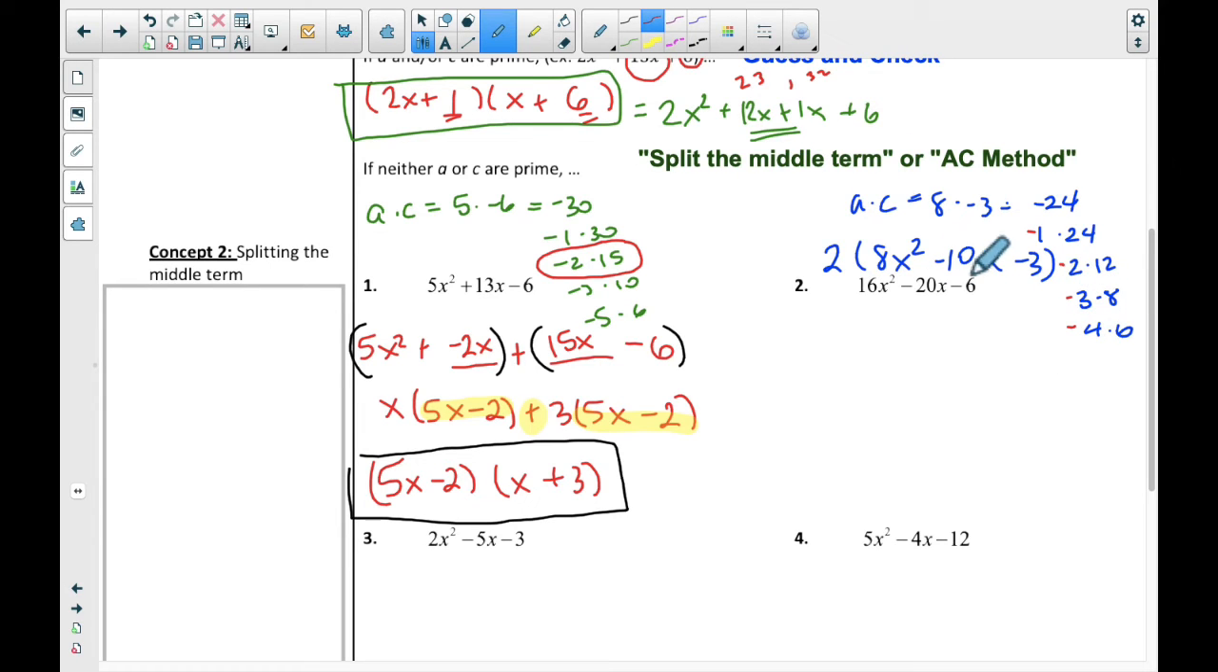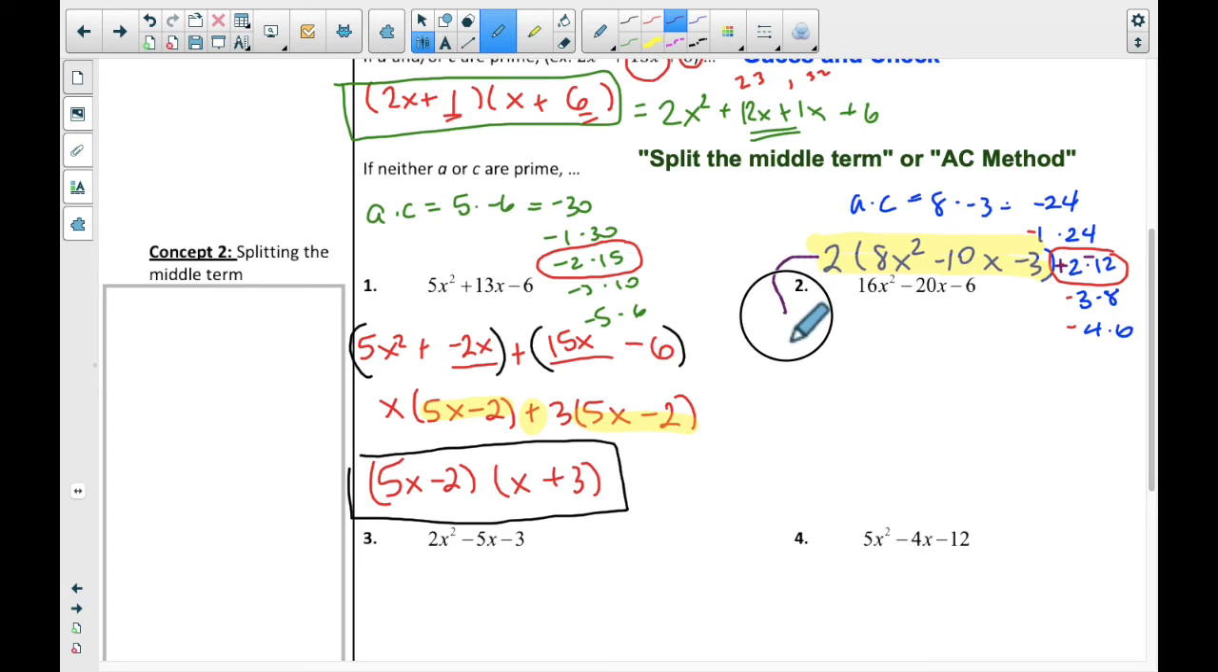Now, which ones add up to negative 10? Well, this pair adds up to 10, but if I change the signs, then this is a plus and this is a minus. Now that adds up to negative 10. So I'm going to use positive 2 and negative 12. I feel like I shouldn't have taken out that GCF. I feel like that's maybe confusing some of you. We'll do at least one more example, so don't worry about that.